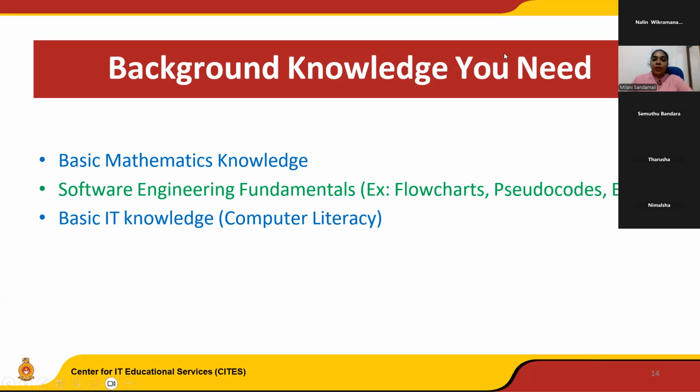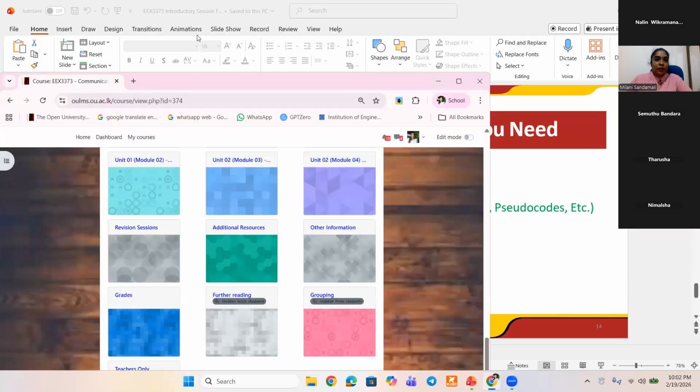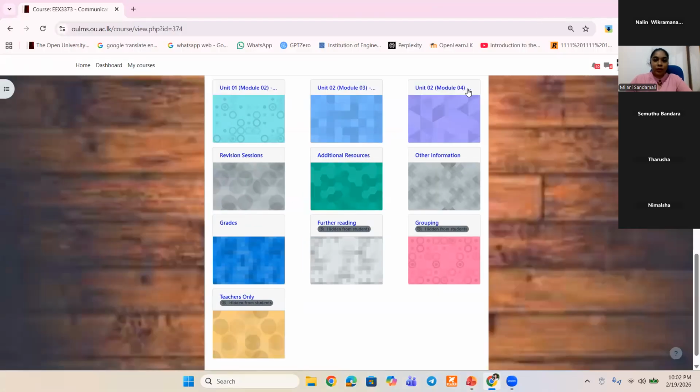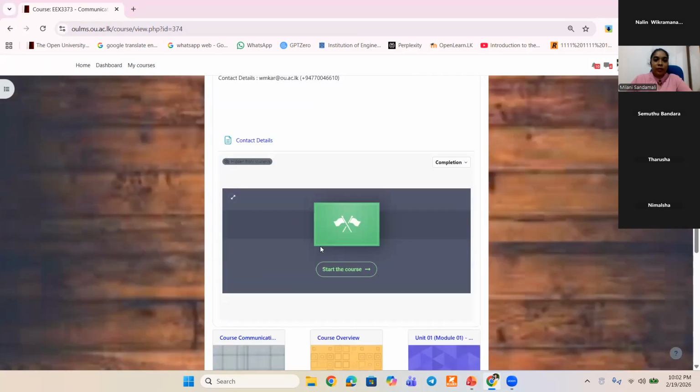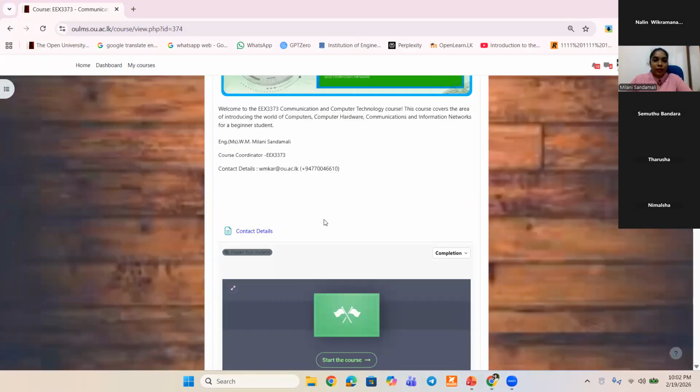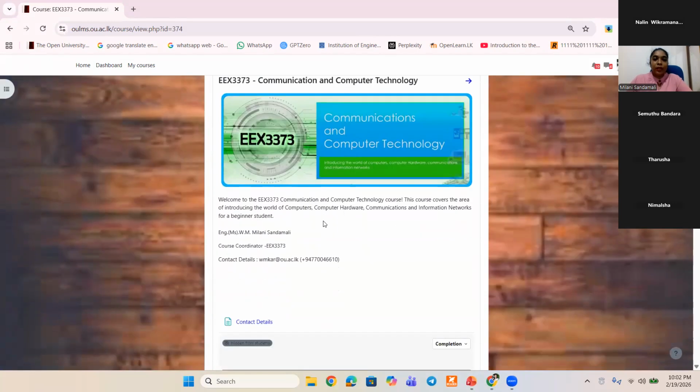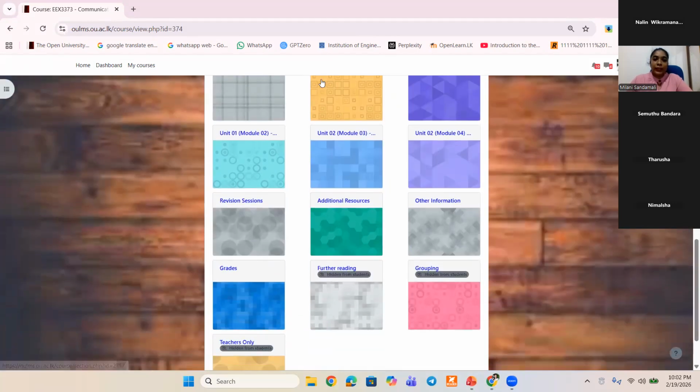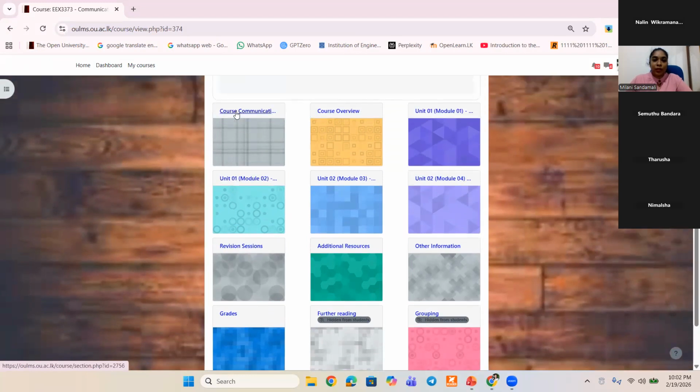So let me show you the LMS quickly. This is how the LMS was showing in 2023, but this year it differs a bit. But this interface is very easy for you. That's why I show you this.